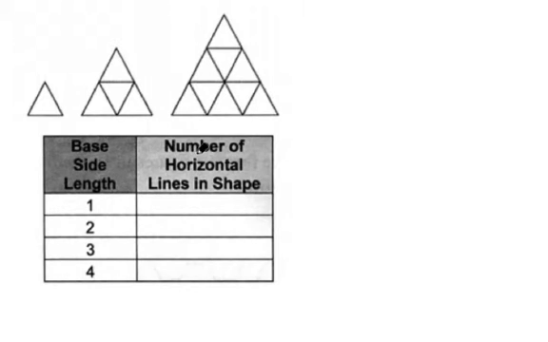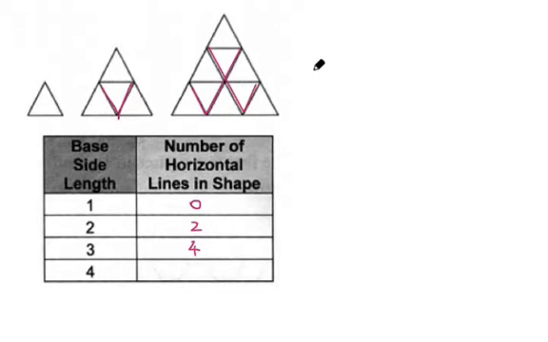So now we're looking for the horizontal lines in the shape. So for our first one, there's no lines in the shape, so I'm going to say 0. For our second one here, we're going to have 1 and 2. For our third, we have 1, 2, 3, and 4.